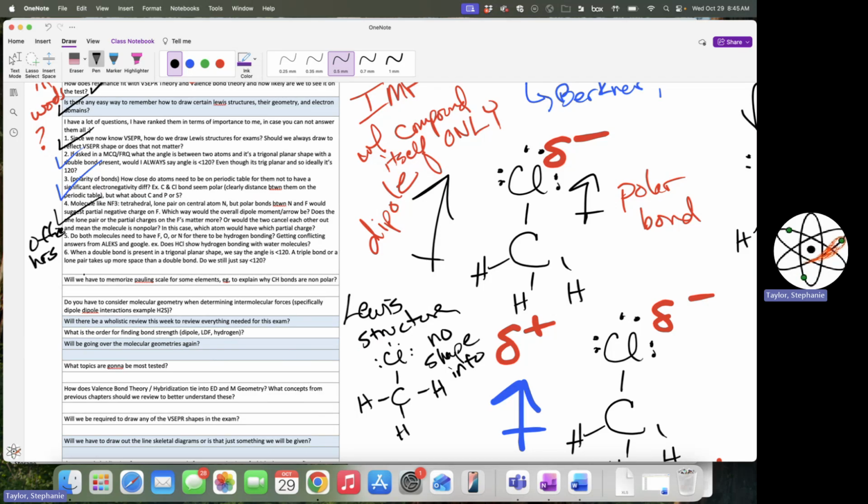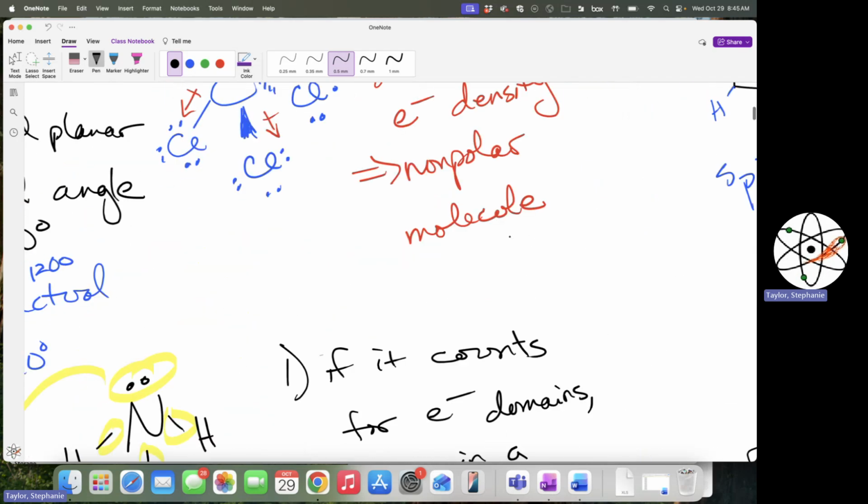When a double bond is present in a trigonal planar shape, a triple bond or a lone pair takes up more space than a double bond. Do we still just say it's 120? Yes. Basically the question is, if I have 3 different things, let's not do carbon, so the question is if I have this versus a triple bond versus a lone pair.